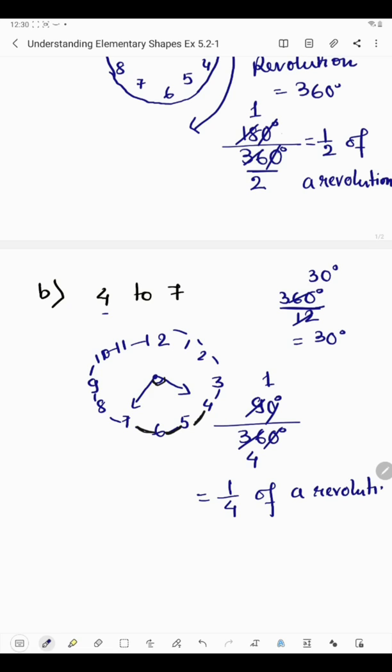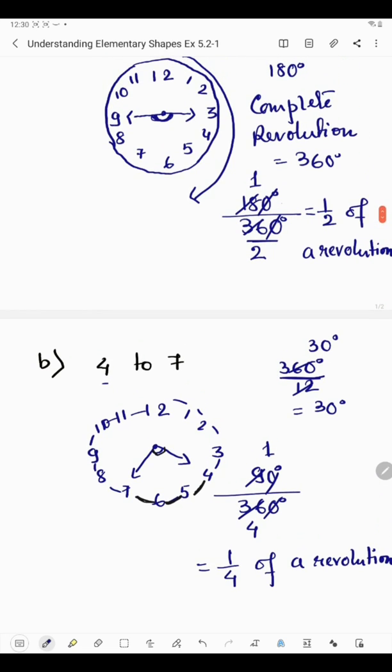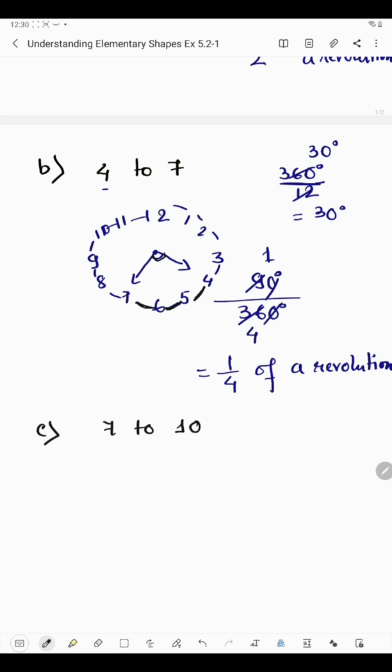Okay, so that means if it makes 90 degrees, then it is 1/4 of a revolution, and if it makes 180 degrees, it is half of a revolution. Now coming to the next part. In the next part we have 7 to 10. So again we will draw the clock. 1, 2, 4, 5, 7, 8, 10, 11. Now the hand is at 7 and reaches up to 10.